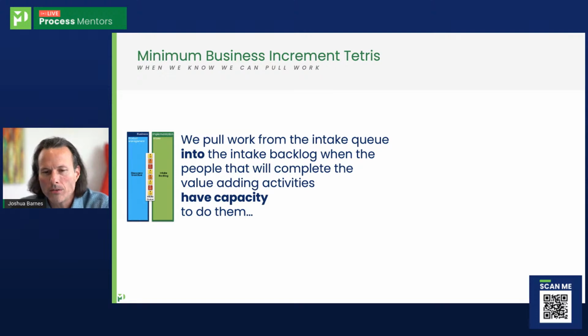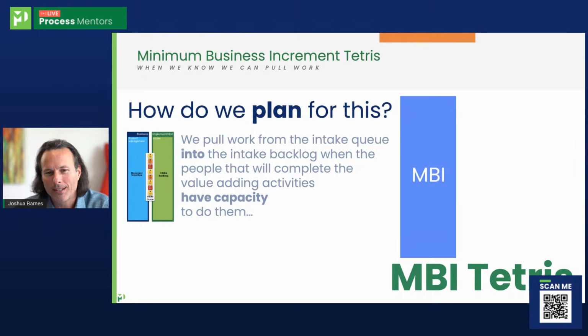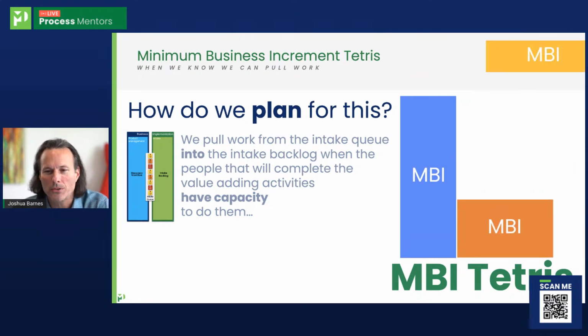So if we look at this and I think about when we're going to pull the work, well, one of the things that is critical is that we're making sure that the people that are going to be doing the value adding activities have the capacity. And it's across the span of time that we expect that MBI to require their capacity, in those points in time where we would need one team or one value stream versus another contributing to it. And how do we plan for this? And this is what I call MBI Tetris.